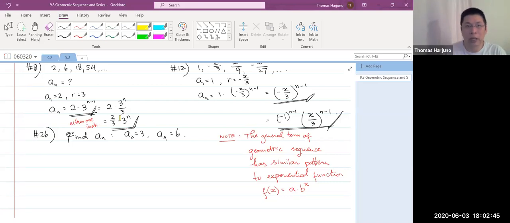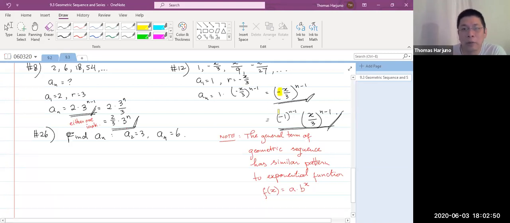Now, like this negative that you see here, it's actually a common practice that we separate that negative. Remember the alternating sequence? If it is an alternating sequence, you try to separate the negative one to some power separately.